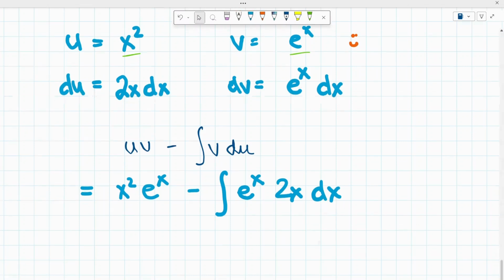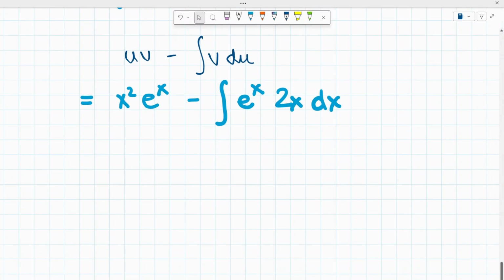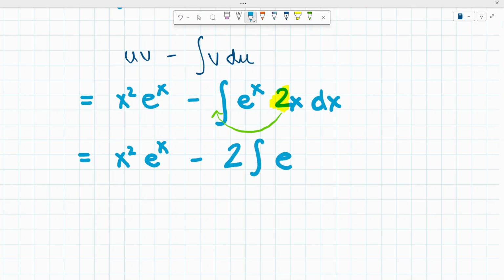Okay, so let's see what we can do to simplify this. We can see in our second term over here, we have a 2. Following our integration rules, we can kick it out so that it's in front of our integral sign. So now we have minus 2 times the integral of e to the x times x dx.